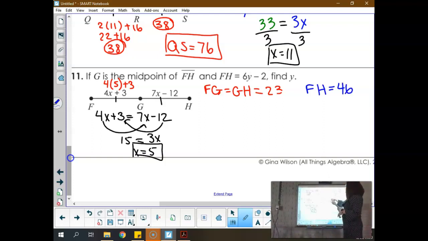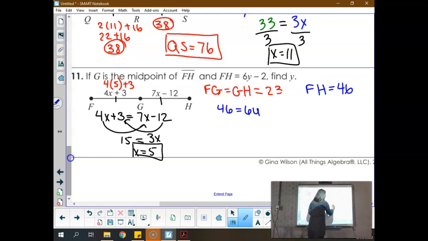So if FH equals 6y minus 2, I can also say that FH equals 46. So 46 equals 6y minus 2. Now I can solve for y. Add 2 to both sides. I have 48 equals 6y. Divide by 6. y equals 8.